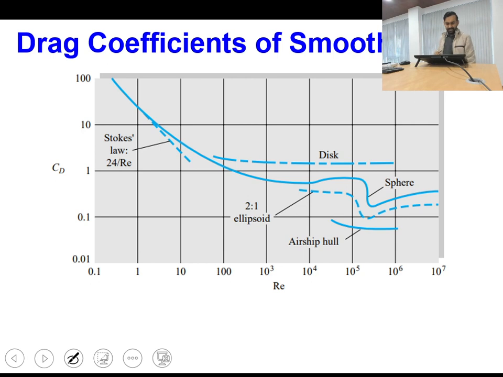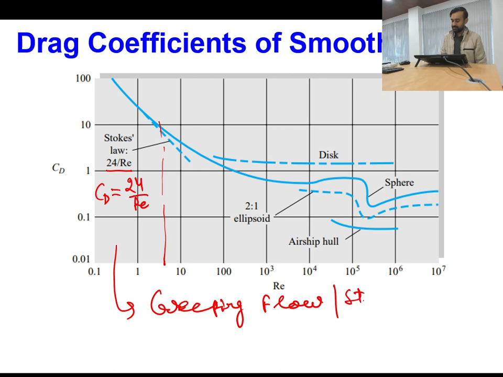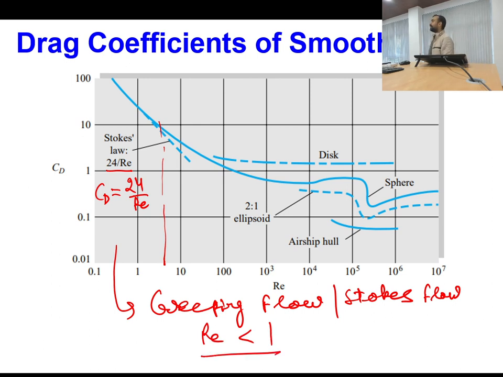Then similarly, if we look at the drag coefficient for three-dimensional objects like a sphere, you can see that for a sphere Stokes law is applicable, and in laminar flow conditions CD is nearly equal to 24 by Reynolds number, but that is applicable only for creeping flow conditions. So what are creeping flow or Stokes flow conditions? The condition where our Reynolds number is smaller than 1 is what is called creeping flow or Stokes flow.